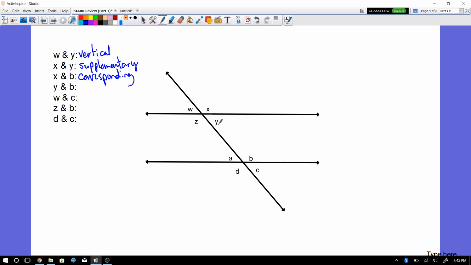Y and B are same side interior. W and C are alternate exterior. So I'm going to put alt exterior. Z and B, alternate interior. D and C would be supplementary as well.